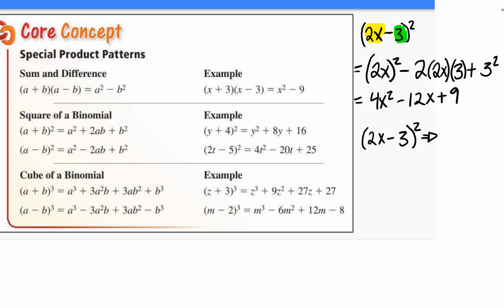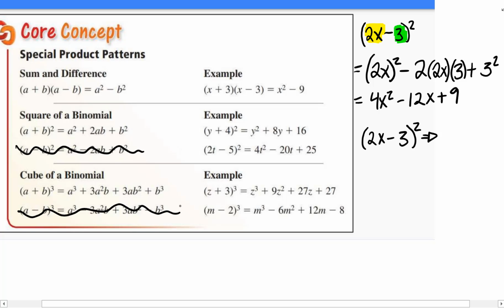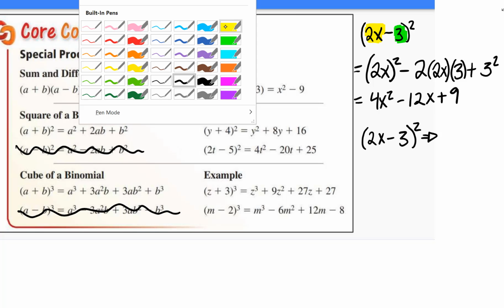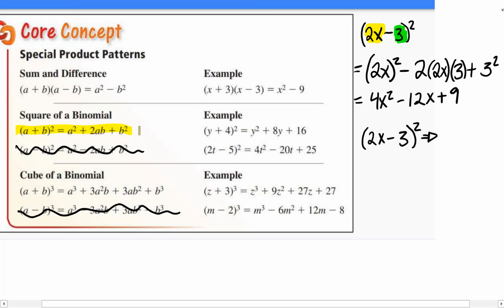Instead of needing to memorize the expansion for the negative versions, you can use the same expansion for the positive. Just remember that b may have a negative. So in that case, if I were to use this formula, a would be 2x and b would be negative 3 because it would be plus b, so plus a negative 3.